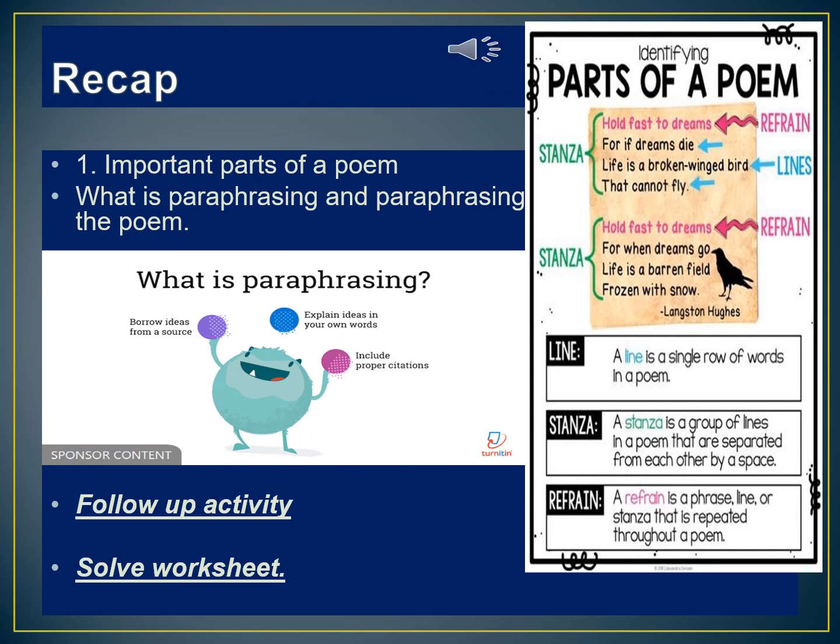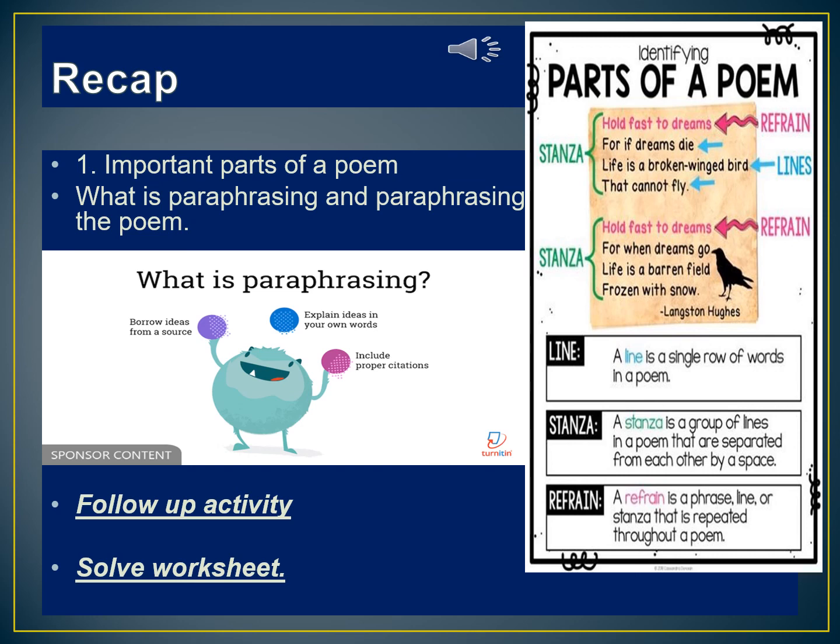My dear students, I hope you understood the first two stanzas and their paraphrasing very well. In case of any confusion, you are welcome to discuss the topic with me, your English literature teacher.